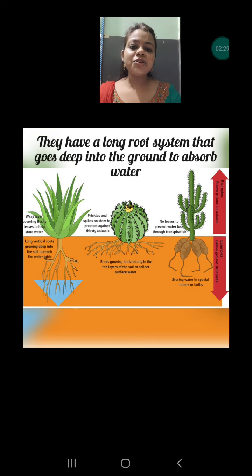The first adaptation we are going to discuss is their roots. Which type of root do they have? They have long and deep roots. They go very deep into the ground in search of water. They need less water, but at least some, because without water they cannot survive. Water is present very deep under the soil, so their roots spread and go very deep so that they can get the water.